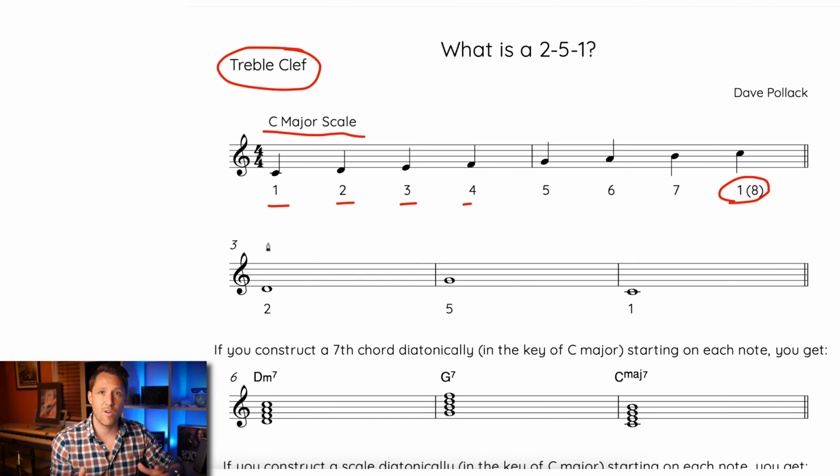Do you need to know all 12 major scales perfectly to understand what a 2-5-1 is? No. That's why I'm gonna make it a little simpler for you. As long as you know one major scale, in this case, the C major scale, you're gonna be okay, and you're gonna know by the end of this video what a 2-5-1 is.